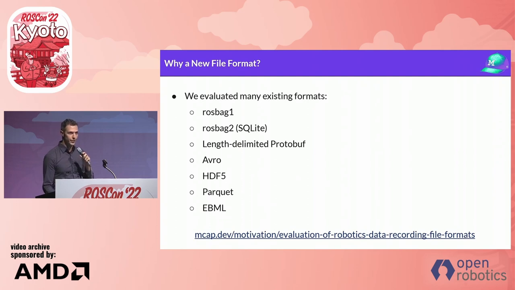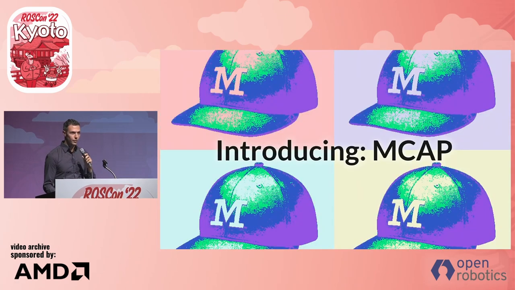So armed with this set, we went out and looked at a lot of existing file formats. The full write-up is online. You can go read it. I won't go into all of it here, but the summary is that nothing that we looked at checked all the boxes for robotics recording. So we have MCAP now. In network recording, you have PCAP for packet captures, and in robotics recording, you now have MCAP.